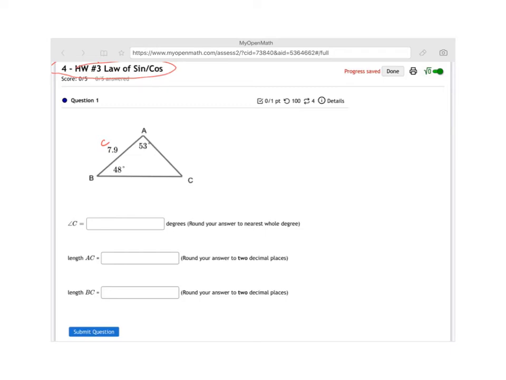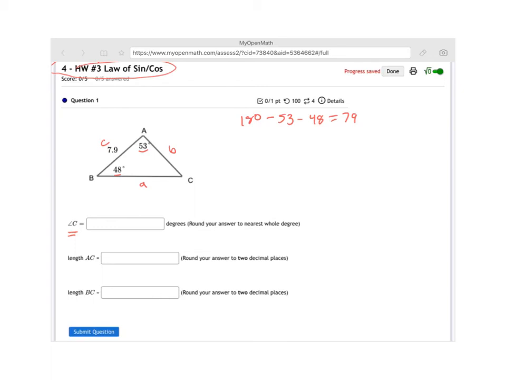Now, the first question it's asking me is, what is the measure of angle C? Well, in this case, I know that there are 180 degrees in any triangle. So if I subtract angle A, which is 53, and subtract angle B, which is 48, that's going to leave me with whatever's left for angle C, which is 79. So this answer here will be 79. Okay, and now let's go ahead and find AC.